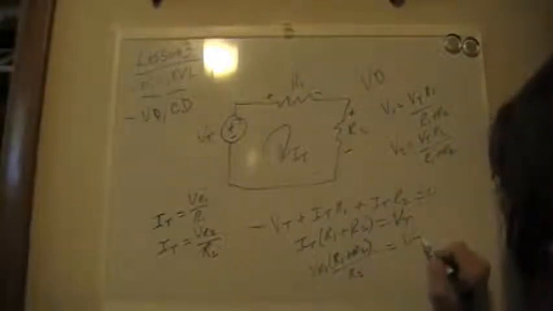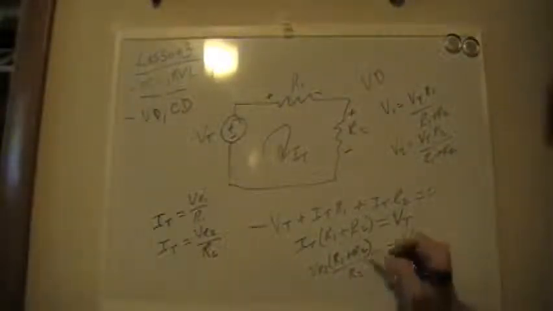VR2 over R2 is also true. There's two different ways to get you IT. So we can substitute this in, and what we're going to find is that we're going to get something that looks kind of like this. We're going to get R1 plus R2 over R2 times VR2 equals VT.